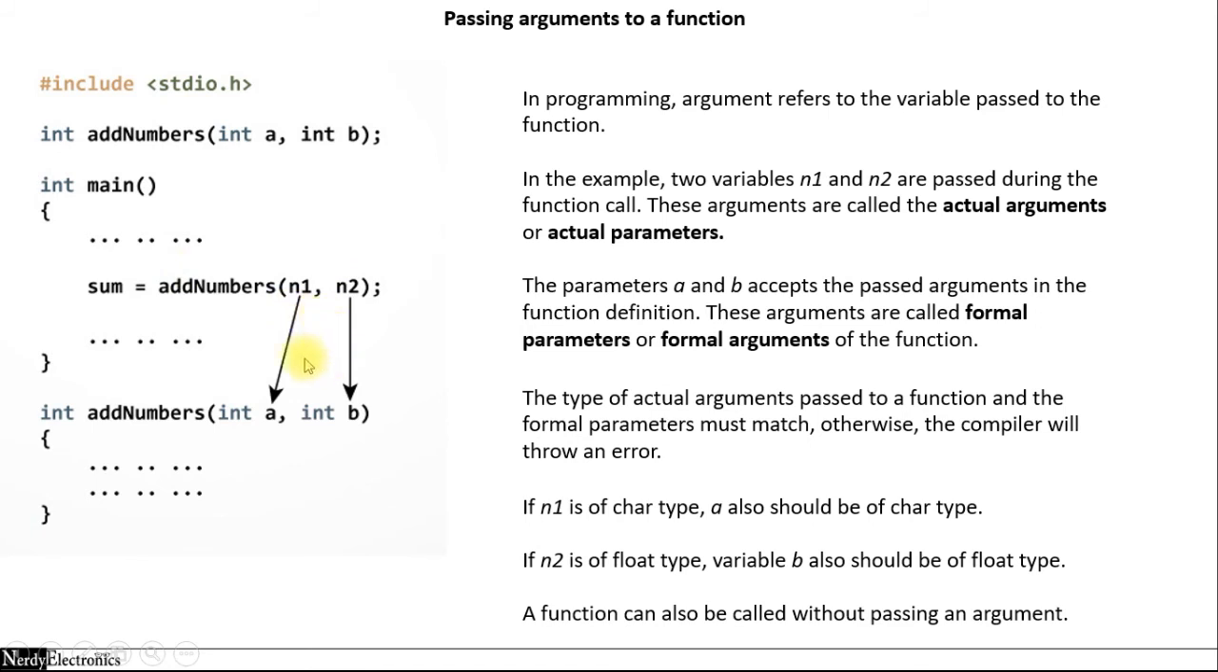There is one thing to note here, that the argument types should be the same, the type of the actual and the formal arguments. If n1 is integer, A should also be integer. If n2 is integer, B should also be integer. If n2 is character, B should also be character. And we also have to match the number of arguments. The number of actual arguments must be equal to the number of formal arguments. Otherwise the compiler will give us an error saying that it does not recognize the function.